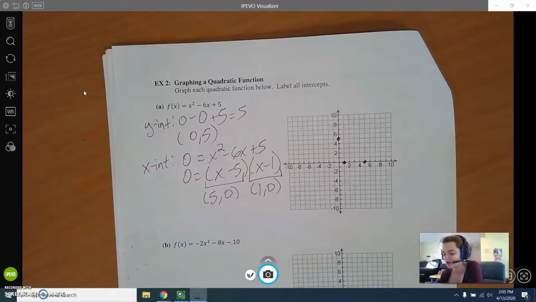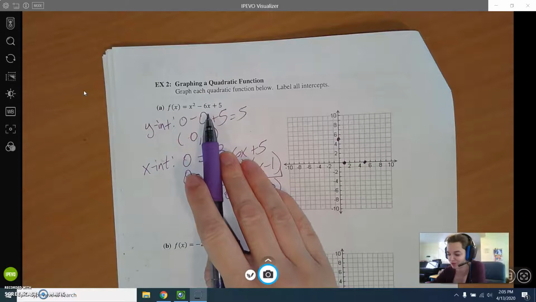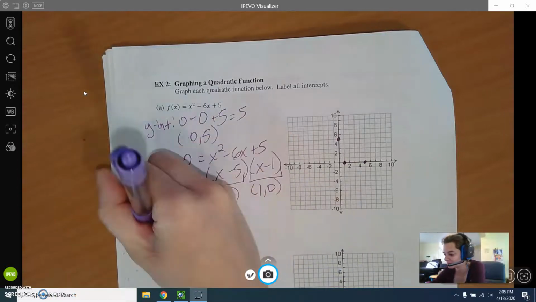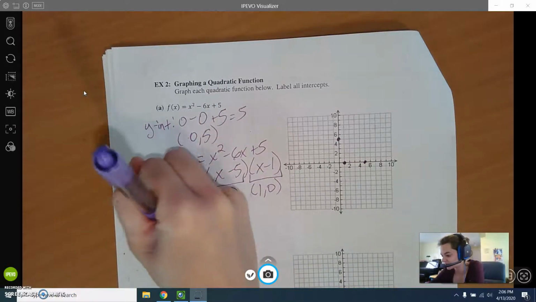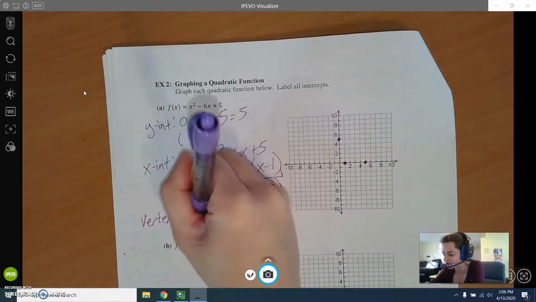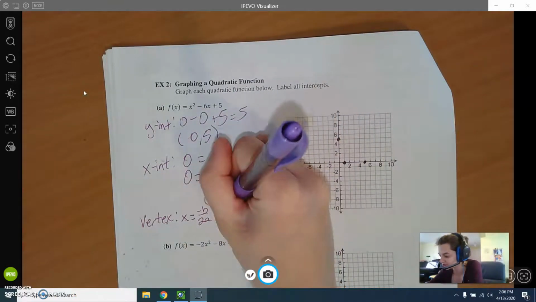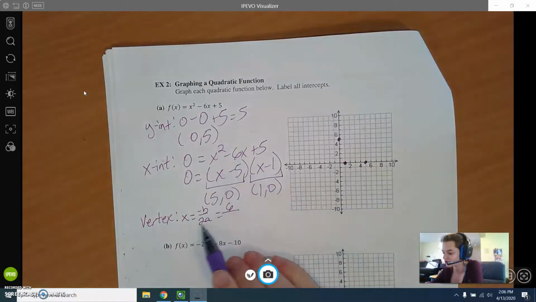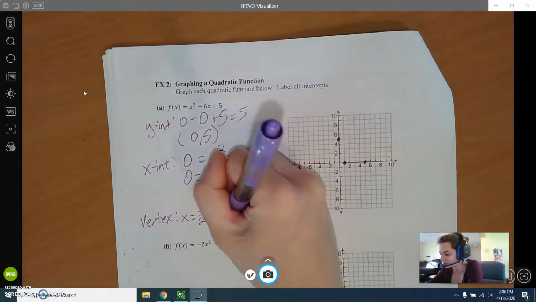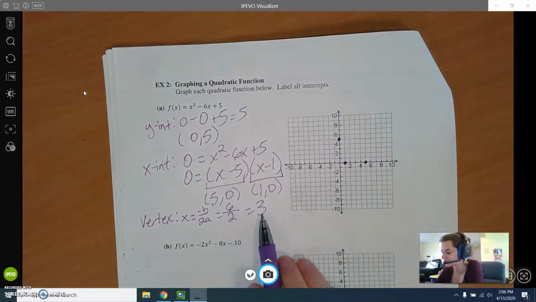And then, of course, it's always nice to know where your vertex is. So let's find the vertex really quick. So personally, I'm just going to use the formula that we did on the last example. So for my vertex, I'm going to say that the x-coordinate equals negative b over 2a. So for me, that would be the opposite of negative 6, which is positive 6, over 2 times a, and 2 times 1 is 2. 6 divided by 2 would be 3. So my x-coordinate is 3.